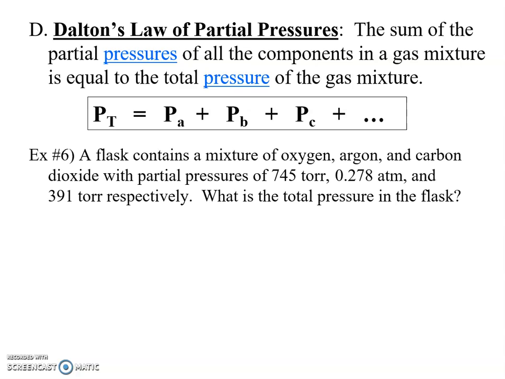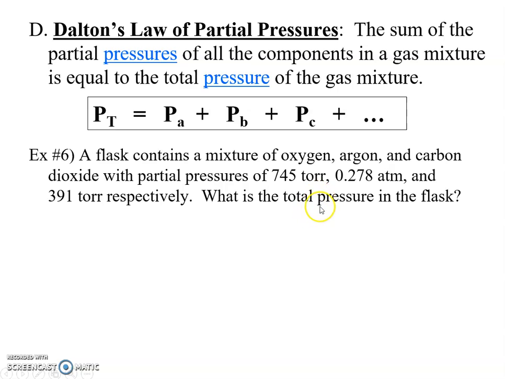So as an example, if you have a flask containing a mixture of oxygen, argon, and carbon dioxide, and the pressure of just the oxygen is 745, the argon is 0.278 atmospheres, and the carbon dioxide is 321, what is the total pressure? So what's happening here is the oxygen particles are slamming into the sides of the container, exerting some pressure. This is how much they exert. What's my second gas? Argon is also colliding and exerting some pressure, and of course the CO2 as well.